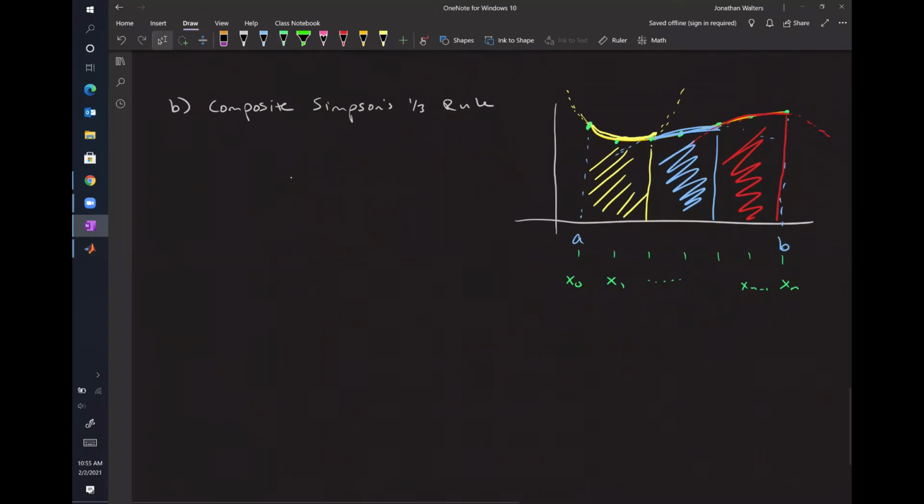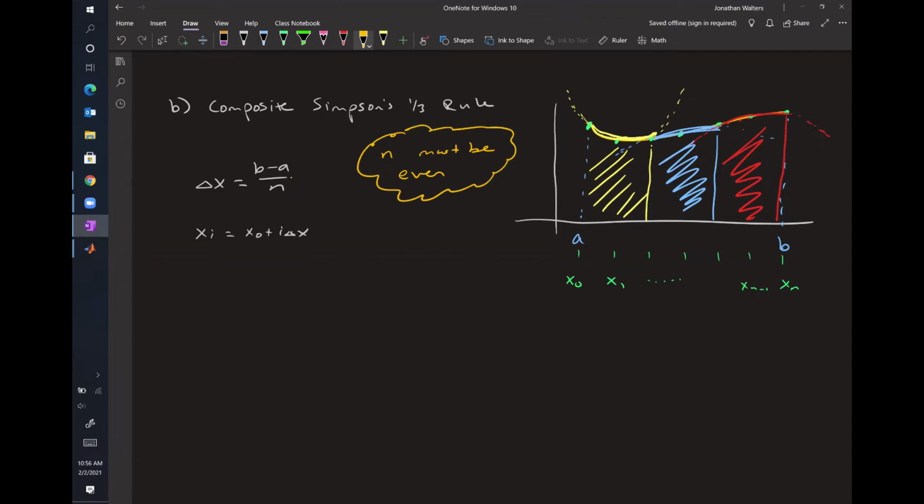Let's say delta x again is going to be b minus a over n. Xi is going to be x0 plus i delta x. But now n must be even if we're going to apply Simpson's 1/3 rule over the whole interval. That's a requirement of Simpson's 1/3 rule. You have to have an even number of subintervals so you can interpolate 3 points over each 2 subintervals next to each other.